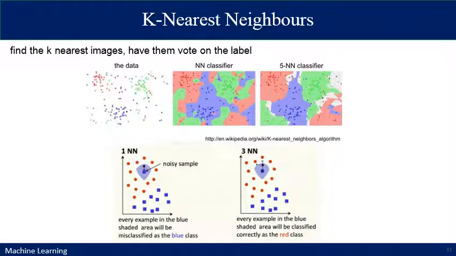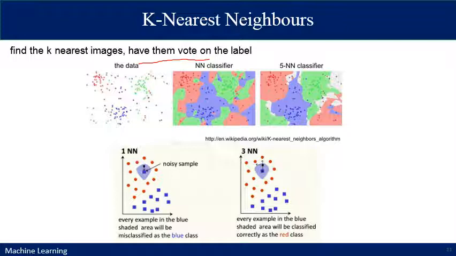So you first find the k nearest neighbors. It can be 1, 2, 3, 4, 5, and so on, depending upon the need of the task. So you find those k nearest examples. Then you have all those examples vote on the label, and the class getting the maximum votes will be the class of the example.